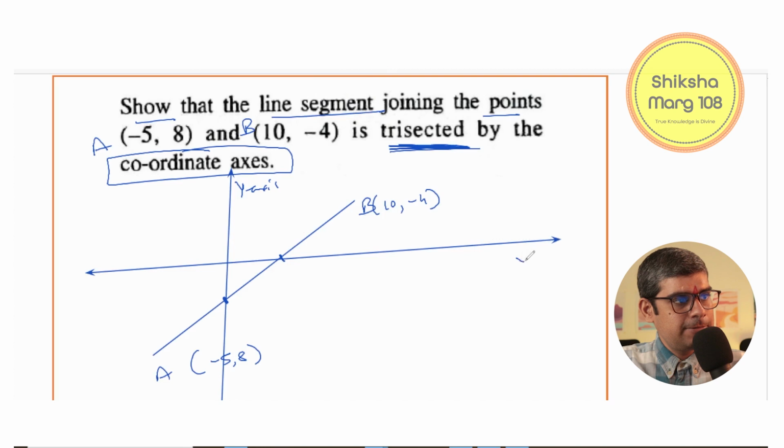This is the x-axis. Now we're supposed to show that the line segment joining the points A and B is trisected. So this is P, this is point Q, and we're supposed to be showing that this point P is dividing the line segment in the ratio 1:2. That's what the whole idea is. And Q is dividing the line segment AB as 2:1. So this is going to be 2 and this is going to be 1. Okay, let's make sense of this.